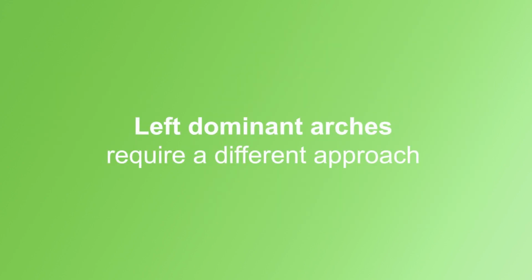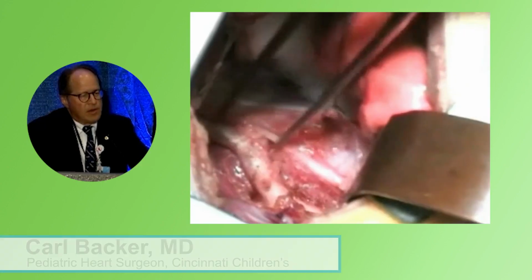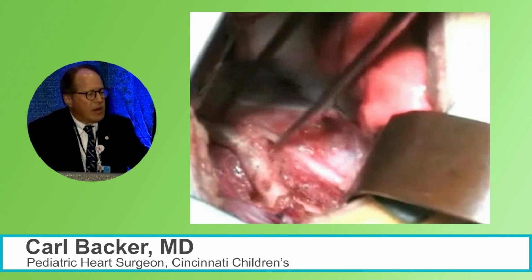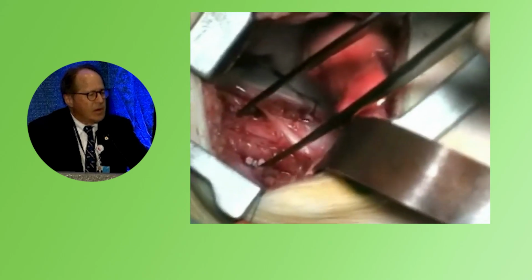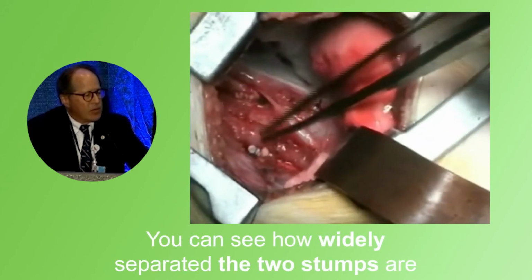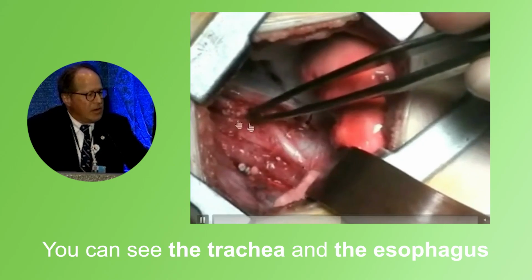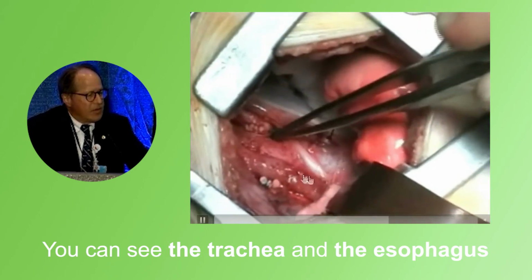Left dominant arches require a different approach. These patients are operated on through a right thoracotomy and actually are more fun than the left side, because when you get done, you can see how widely separated the two stumps are, and then in between you can see the trachea here and the esophagus down here.